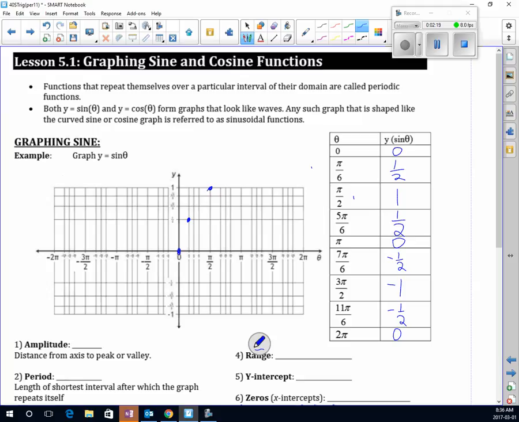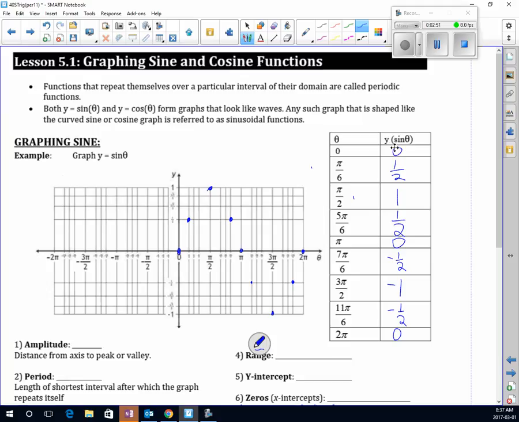5 pi over 6 would be this one here that's close to pi, so that's 1/2, and then 0. And we have negative 1/2 right there. And then at 3 pi over 2 is negative 1. Then at 11 pi over 6 is negative 1/2. And then right there. So it kind of looks like what? A sine wave.